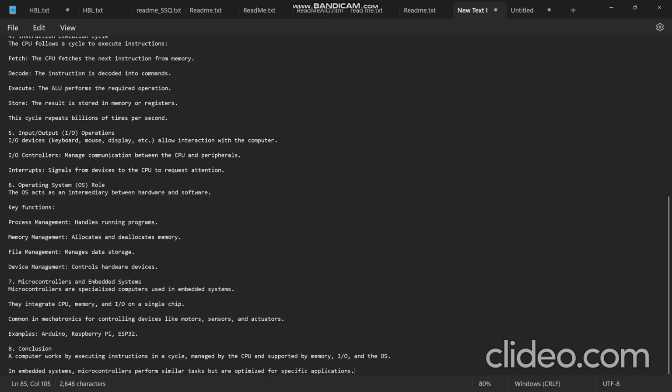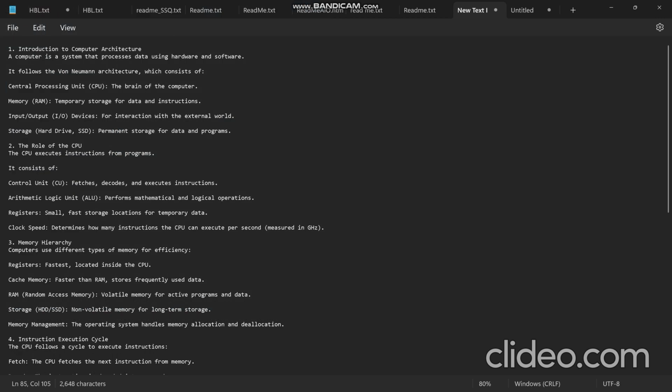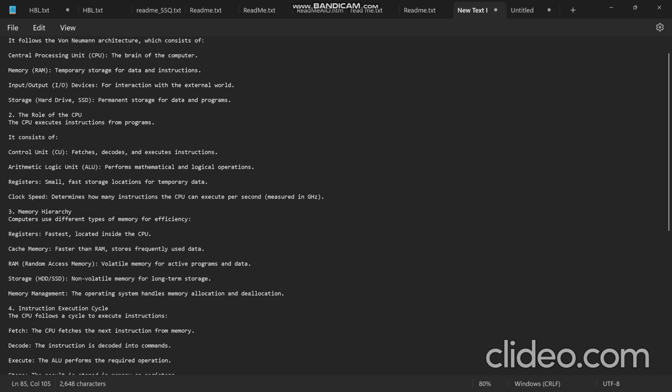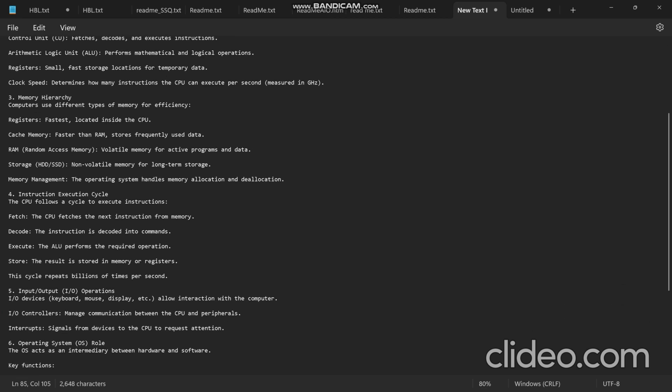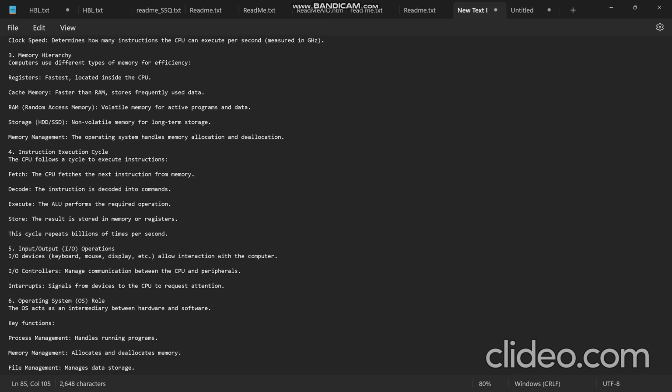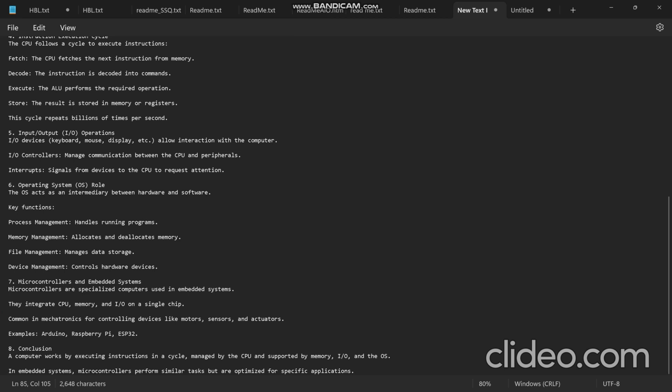Conclusion: a computer works by executing instructions in a cycle, managed by the CPU and supported by memory, I/O, and the OS. In embedded systems, microcontrollers perform similar tasks but are optimized for specific applications.